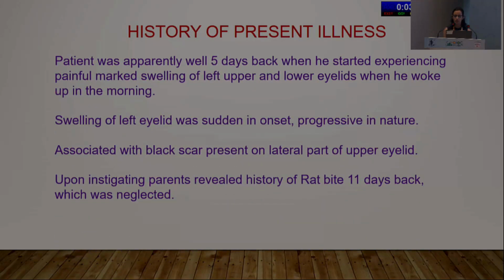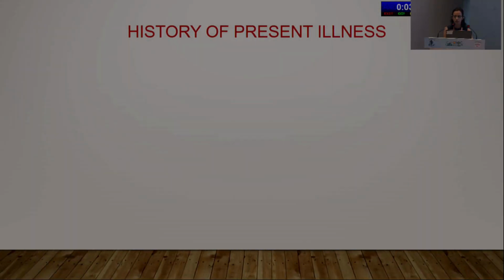History of present illness was that the patient was apparently well 5 days back when he experienced painful marked swelling of the upper and lower eyelids when he woke up in the morning, which was sudden in onset and progressive in nature, associated with a black scar mark on the lateral part of the upper eyelid. Upon interrogating, the parents revealed a history of rat bite 11 days back, which was initially neglected.